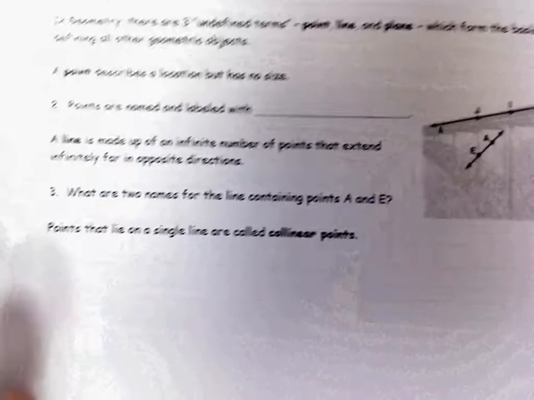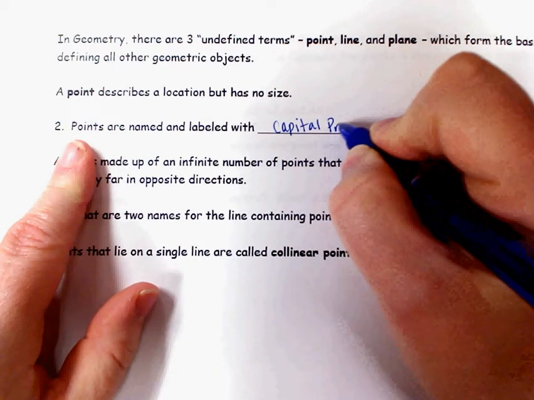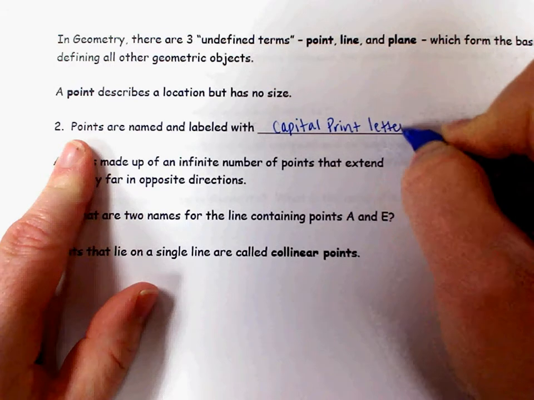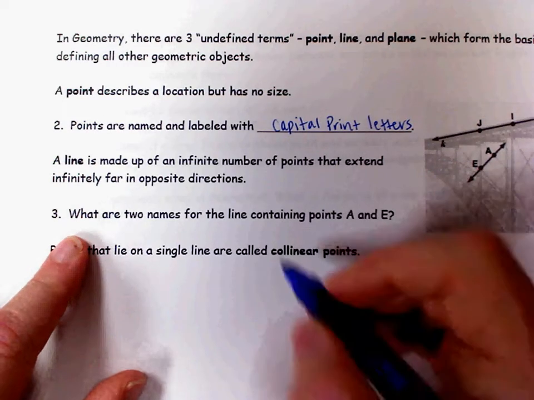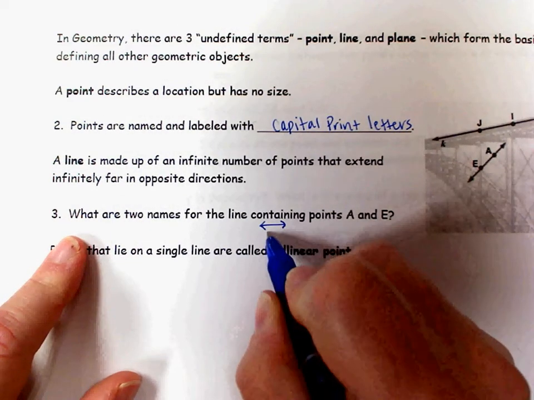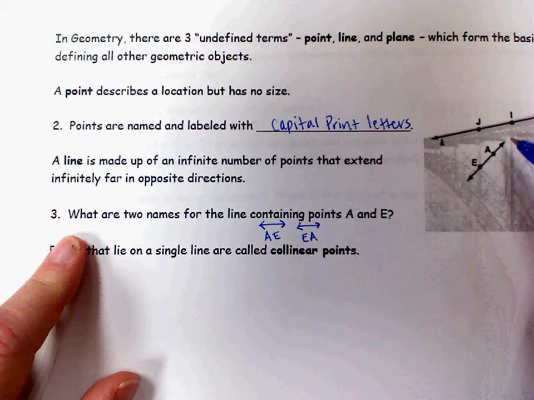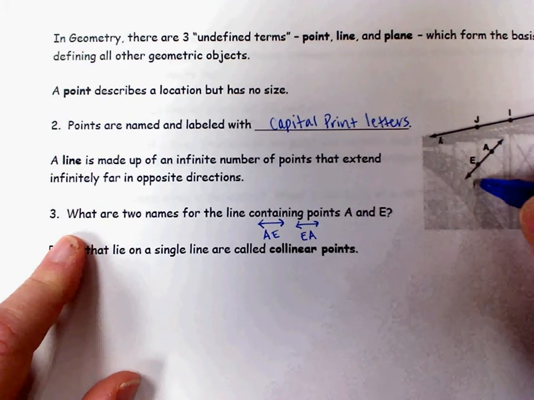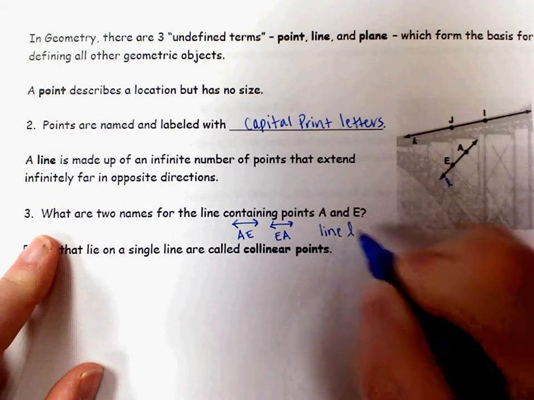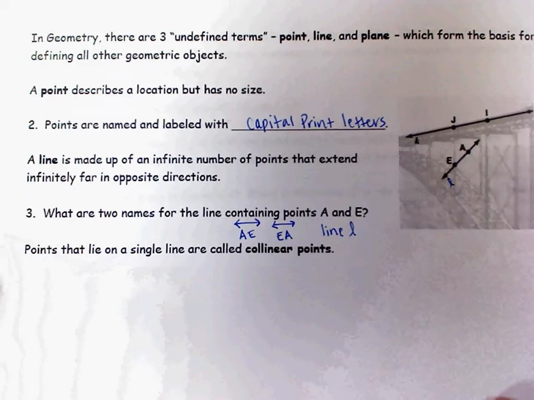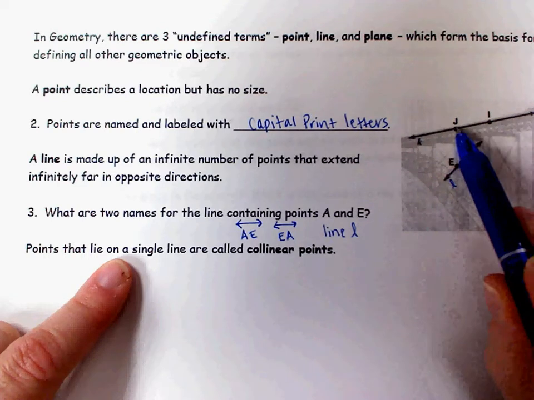Points are named and labeled with capital print letters is number 2. What are 2 names for the line that contains point A and E in the figure? You can name it line AE or line EA. This particular line doesn't have a scripted letter, but if I gave it a lowercase scripted L, I could also call it line L with that scripted letter. Points that lie on a line are called collinear points, so E and A are collinear. Points J and I are collinear.